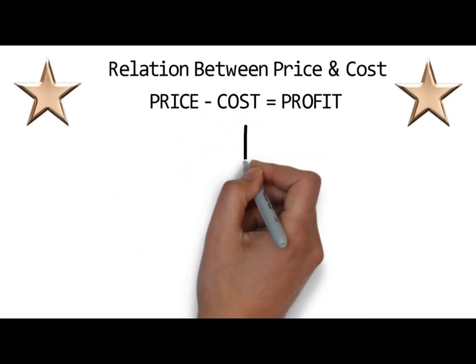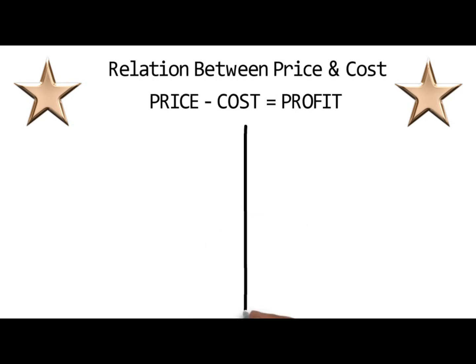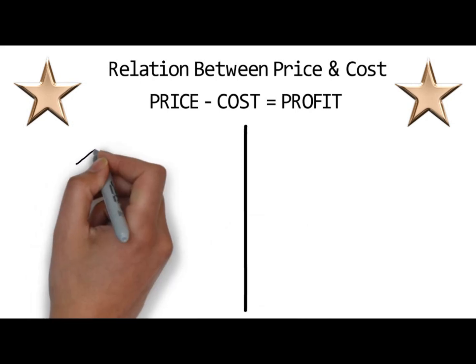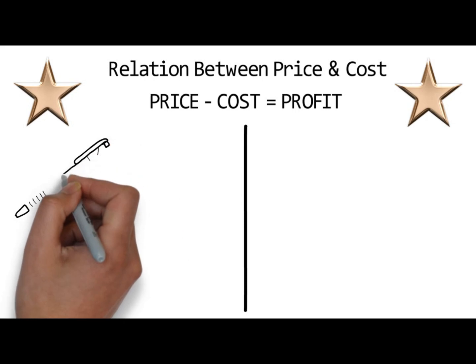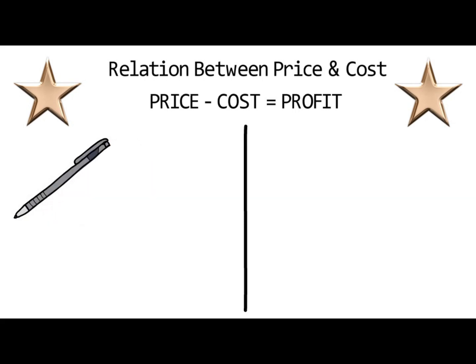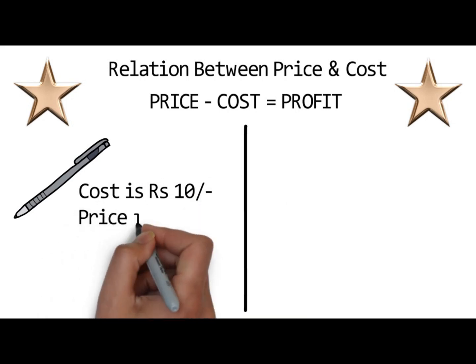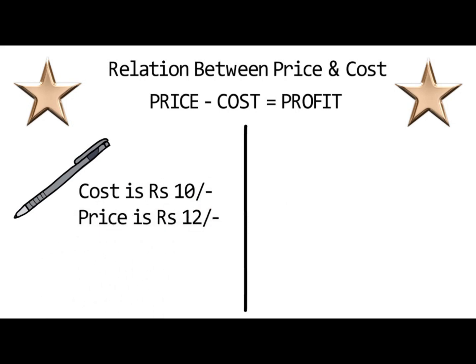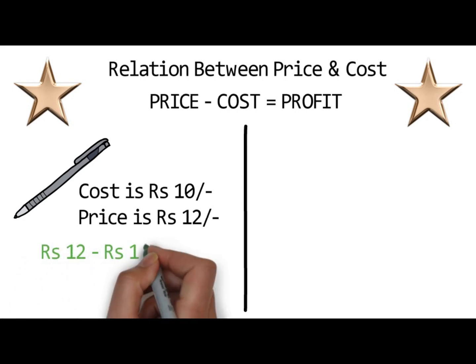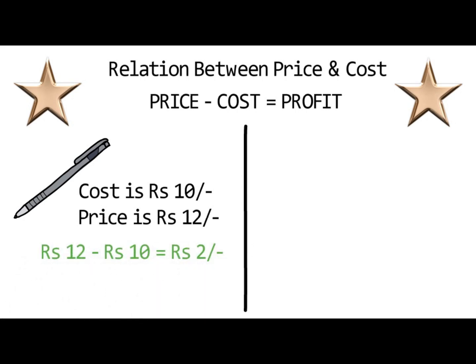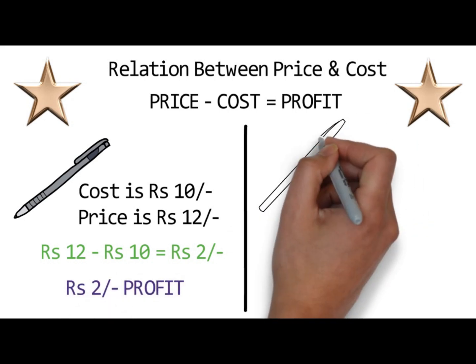So now let us calculate simple profit and loss by considering two examples. So in the first case, we will consider the profit. Suppose the cost of the pen is 10 rupees, that is to produce one pen if it is taking 10 rupees, and the price at which it is sold is 12 rupees. Now the profit will be 2 rupees, that is profit is calculated as price minus cost. The price is 12 rupees and the cost is 10 rupees. So if we sell it as 12 rupees, then we are getting the profit of 2 rupees.